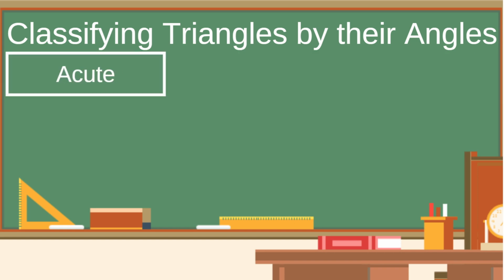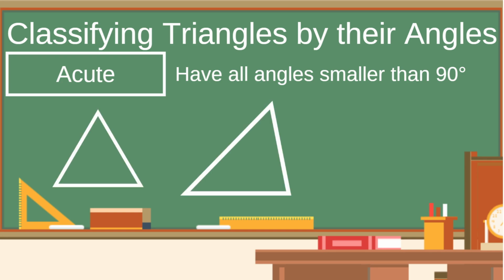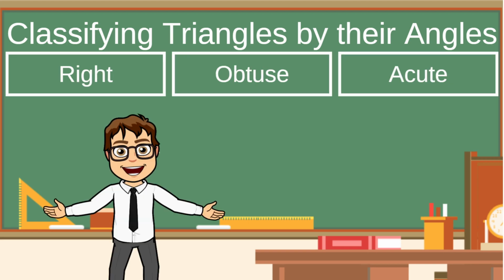To be acute, a triangle has to have all angles smaller than 90 degrees. As long as all of the angles of a triangle are acute, then that means the triangle is acute as well. And there you have it. Now you know how to classify triangles by their angle measurements.